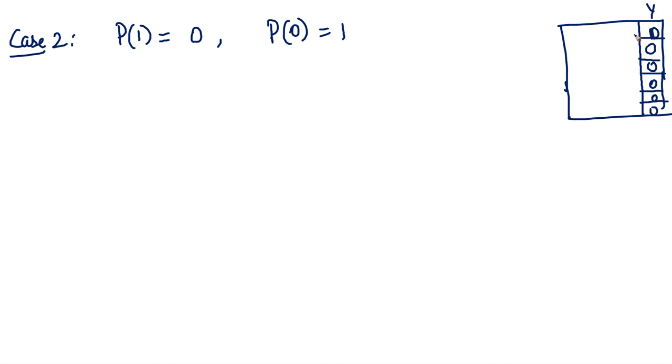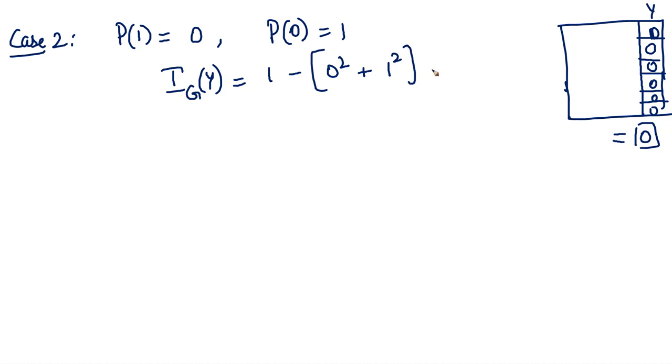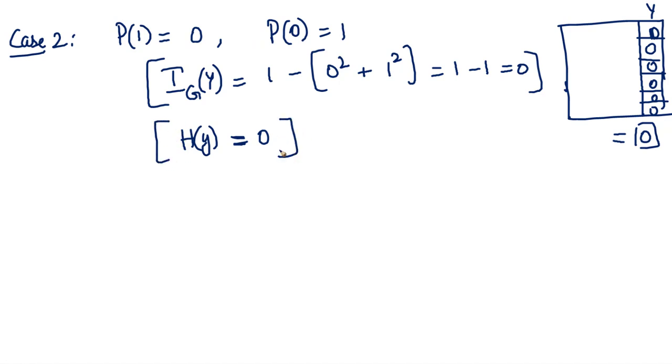In this case, if it is a pure variable, the Gini impurity as well as the entropy should be as low as possible. And in this case, it will reach the value of 0. Let's compute that. So IG of Y here will be nothing but 1 minus (0 square plus 1 square), 1 minus 1 equal to 0. This is the Gini impurity. Likewise, entropy of Y will also be equal to 0. When the sample is 100% pure, then both entropy as well as Gini impurity equal 0.